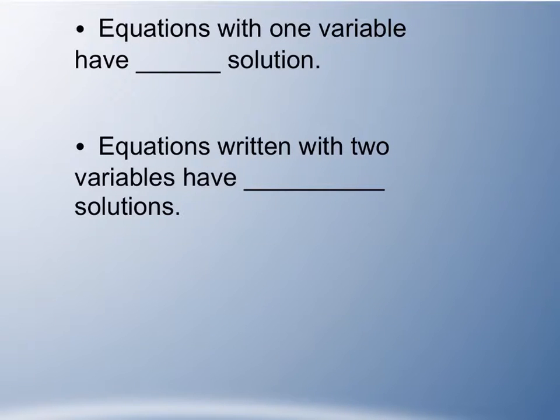So let's summarize what we just said. Equations with one variable have one solution. Equations written with two variables, we figured those lists could go on and on for a long time, right? Well, in reality, the truth is those lists could go on forever. Equations written with two variables have an infinite number of solutions. There's no end. We could go on and on forever finding right answers to equations that have two variables.